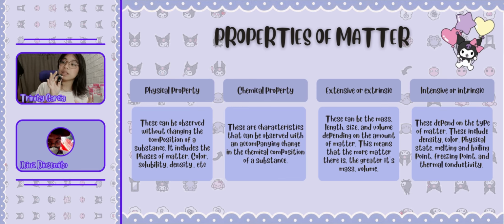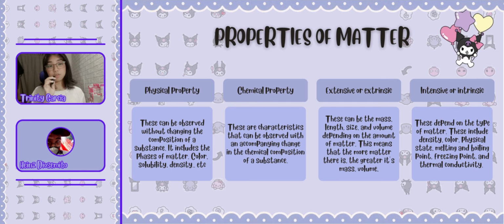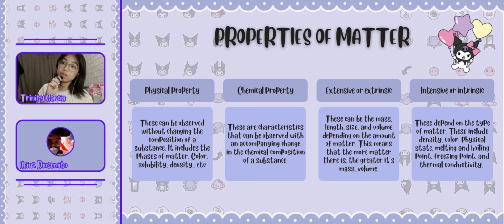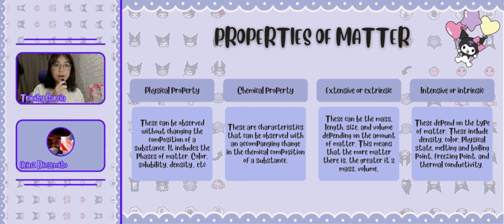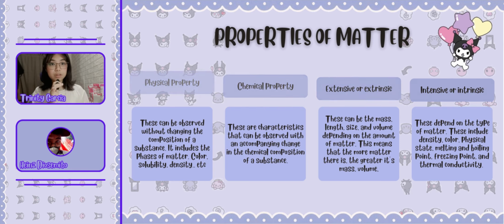When it comes to extensive or extrinsic, basically, these just depend on the amount of matter. That's for simpler terms. For example, the length, the size, and the volume. For intensive or intrinsic, these depend on the type of matter. For example, the density, color, the physical state, the melting and the boiling point, freezing point, and the thermal conductivity.